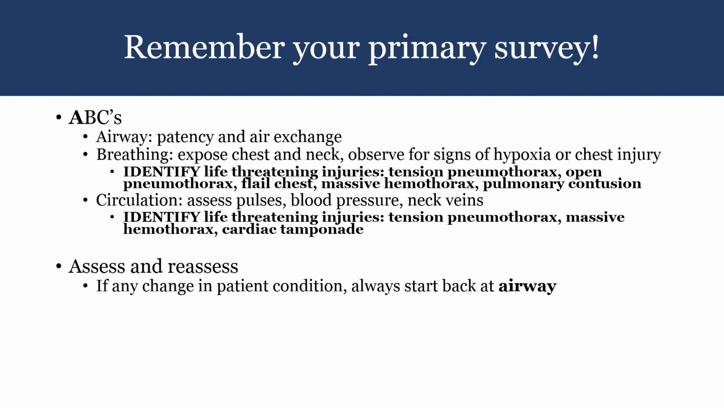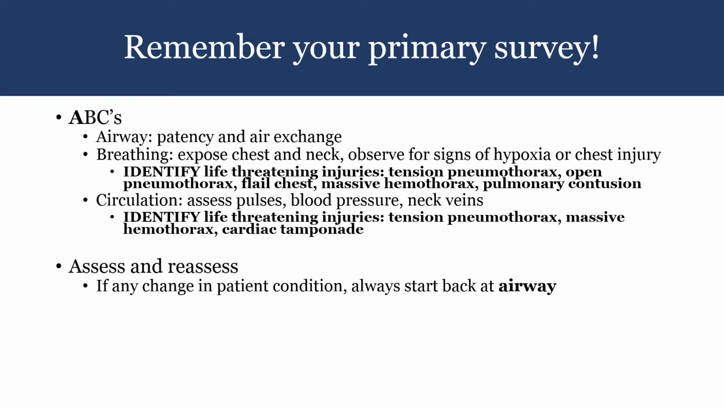Under B, we want to expose the chest and the neck and observe for any signs of hypoxia or chest injury. And at this point, identify life-threatening injuries. When we are looking at chest trauma, life-threatening injuries include tension pneumothorax, open pneumothorax, which can also be a sucking chest wound, a flail chest, where we have fractures of at least two ribs in two parallel planes, a massive hemothorax, and pulmonary contusion.